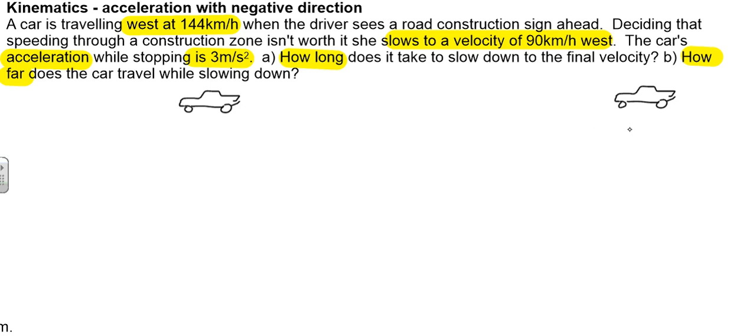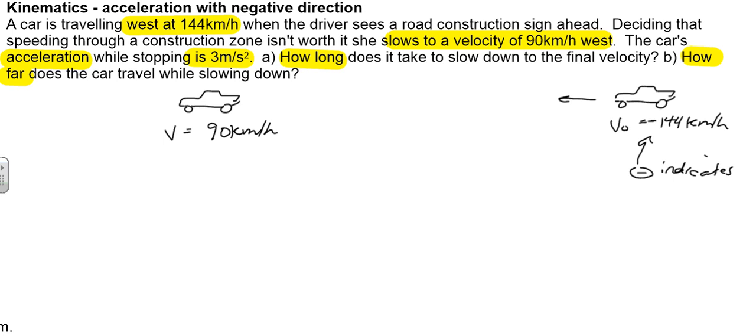So the car was driving initially. It was going 144 kilometers per hour in the west direction. So it's going in that direction, kind of northwest, so kind of west. And its final velocity was 90 kilometers per hour. But in both cases, they were traveling west. So remember that we need to put a negative in here because the negative indicates the west. Sorry for the messiness. So we've got a negative over here.